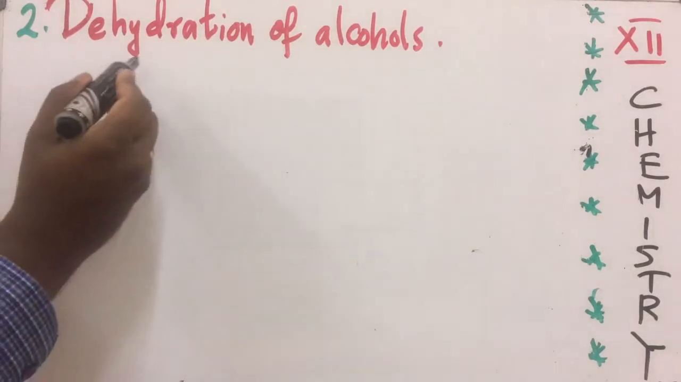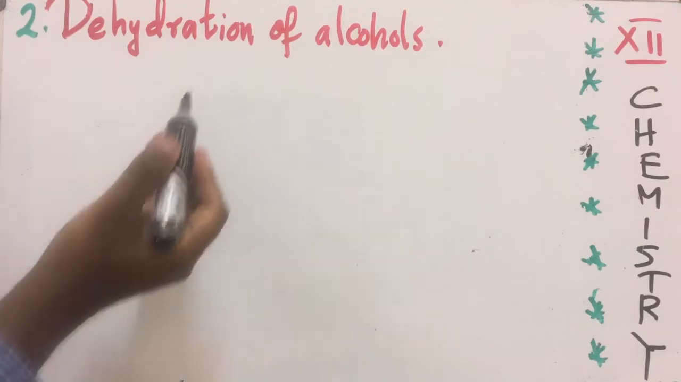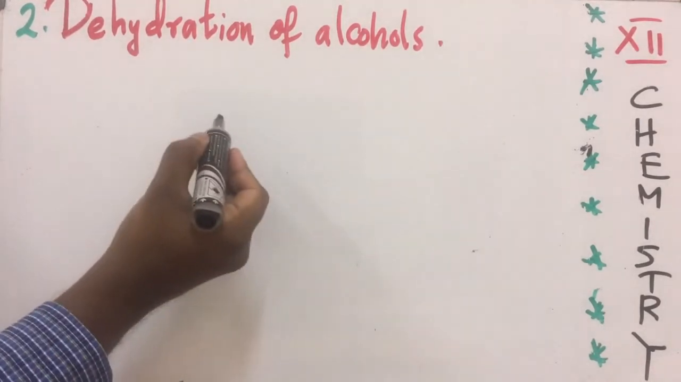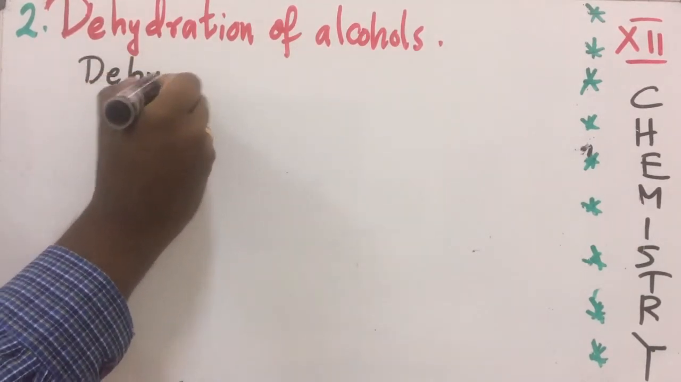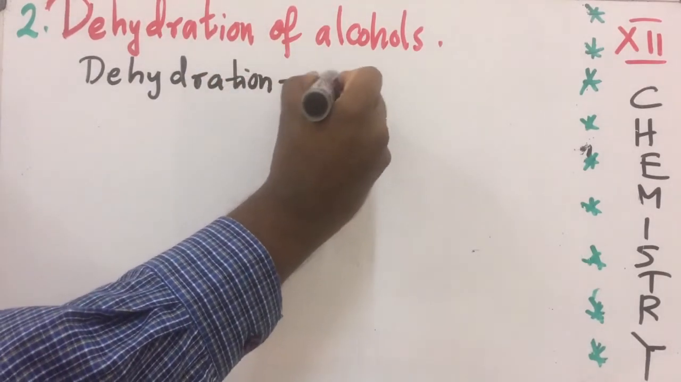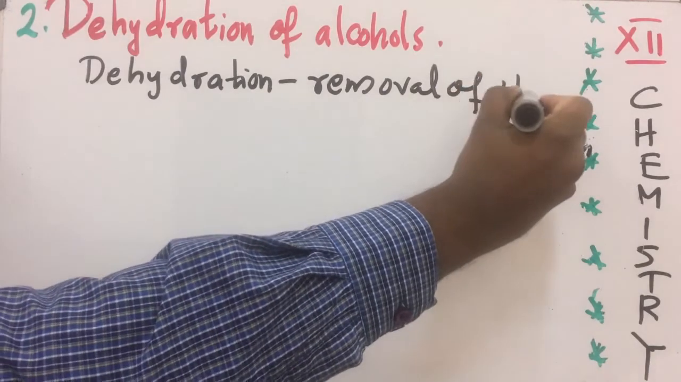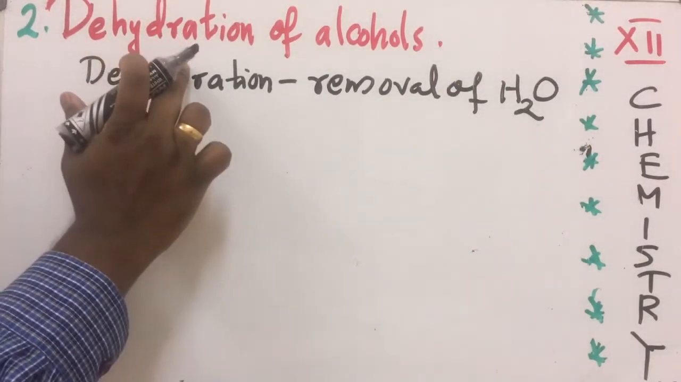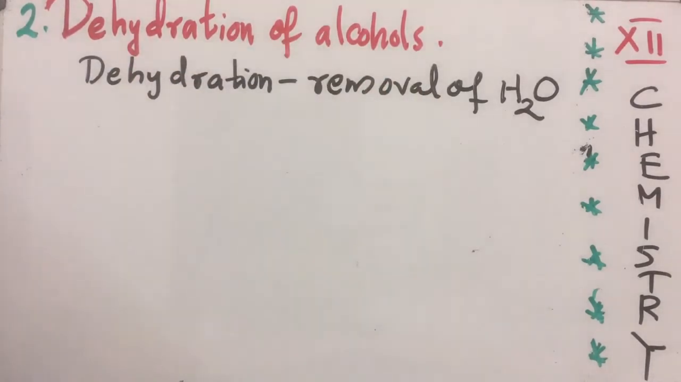The next important reaction of alcohol is dehydration. What is meant by dehydration? Removal of water is called dehydration. A reaction involving removal of a water molecule, H2O, is called dehydration. Alcohol undergoes dehydration and forms alkene.